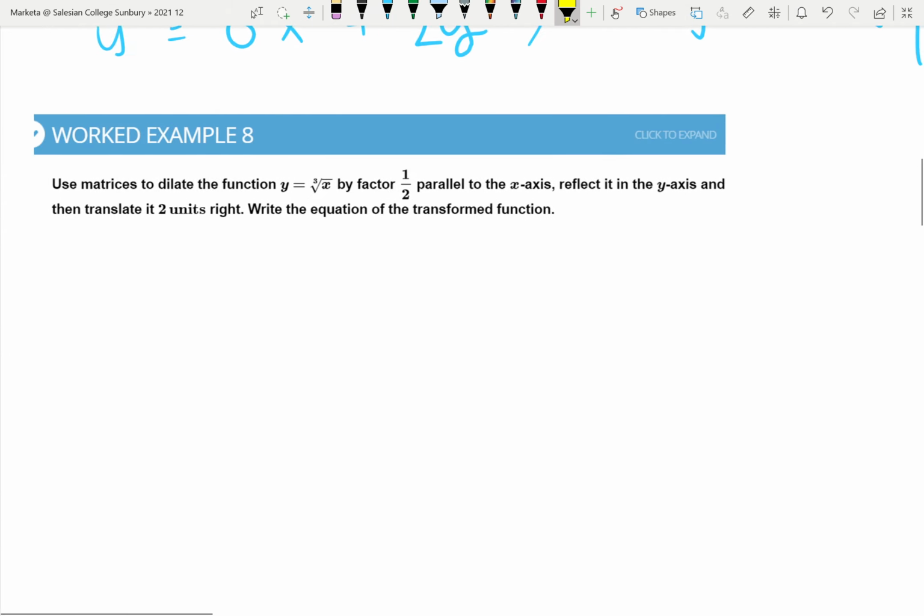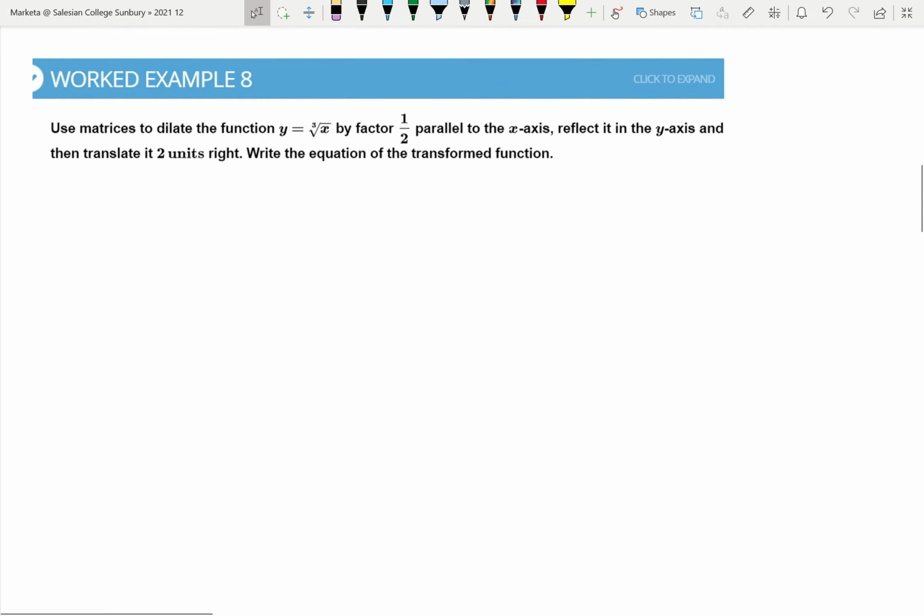We now move to one where we have combination transformation, and this is slightly more indicative of where you might use the matrix transformations. Still, I feel like I could do this more easily without the matrices, but again, it's the practice of using the matrices that we want in this exercise. So use matrices to dilate the function by a factor of half parallel to the x-axis. Reflect it in the y-axis, and then translate 2 units right. Then we're finding the equation of the transformed function.